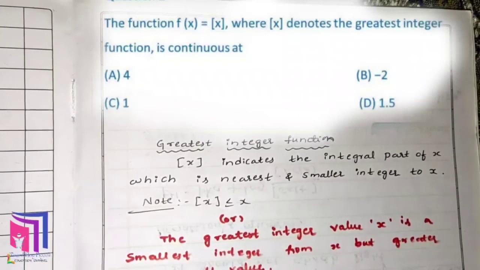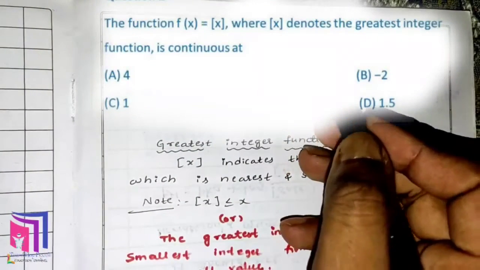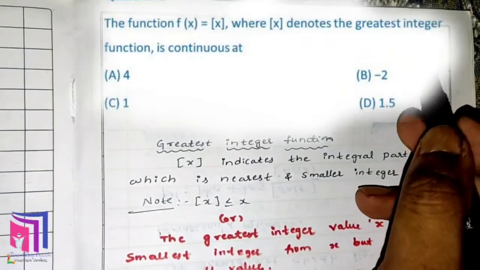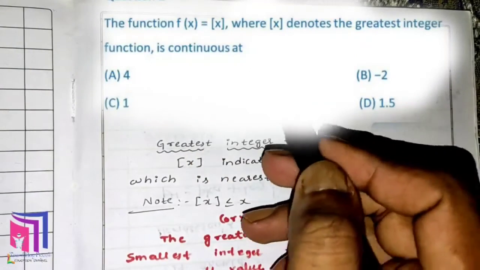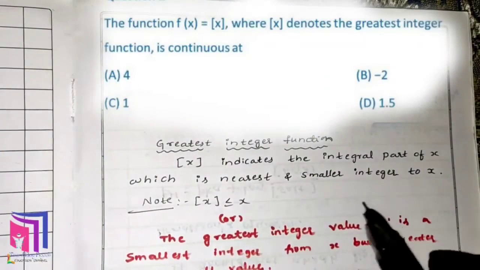In this video I am discussing one of the most important questions asked in various examinations. This is a very useful video and helpful for your exams like KSET, CSIR NET and other entrance examinations also. The question is given like this: the function f of x is equal to box of x, where box of x denotes the greatest integer function, is continuous at.